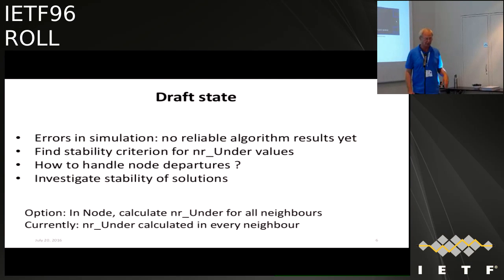The stability criterion to determine that the NR under values are correct and not moving all the time, I don't know yet. I have to look at that in more precision. And I still have to look at what happens if nodes go away. You have a number of forwarders, you've selected them, but one goes away. So what are you going to do about it? That's all I wanted to say. It's just to draw your attention. I hope that some people are interested and that we can continue working on that.